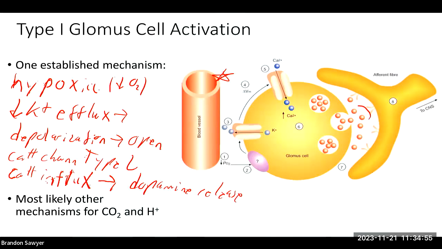And that's what we see being released here. So just like the action potential going down a motor neuron causing calcium influx, leading to acetylcholine release, it's the same kind of idea here. We're getting depolarization because we're stopping potassium efflux. That leads to opening of calcium channels. That calcium goes in, causes the vesicles full of dopamine to go to the surface and release, and that's going to cause an EPSP on these afferent neurons.